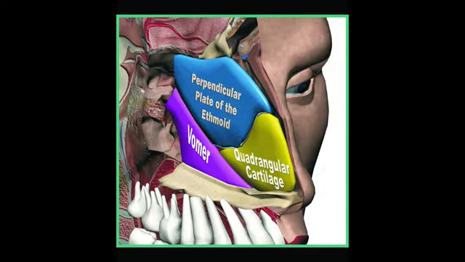The nasal septum separates the left and right nasal airway. The yellow portion is made of flexible cartilage, the quadrangular cartilage. The blue portion is thin bone, the perpendicular plate of the ethmoid bone. The purple portion is thicker bone, the vomer bone.